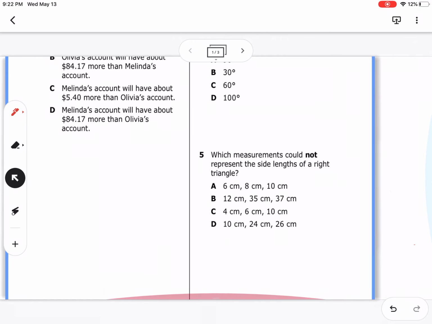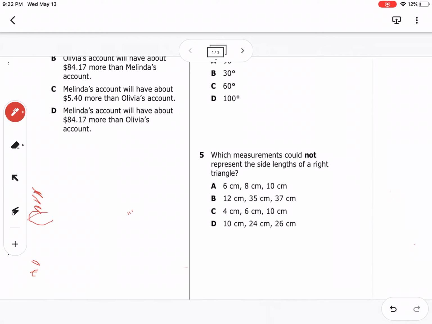Okay. So, number 5. Which measurements could not represent the side lengths of a right triangle? Pythagorean theorem. Alright, that's what we're going to use here. Y'all remember how to do that? A squared plus B squared equals C squared. Okay, so for A example, 6 squared plus 8 squared equals 10 squared. You just need to see if these are going to be true or not.